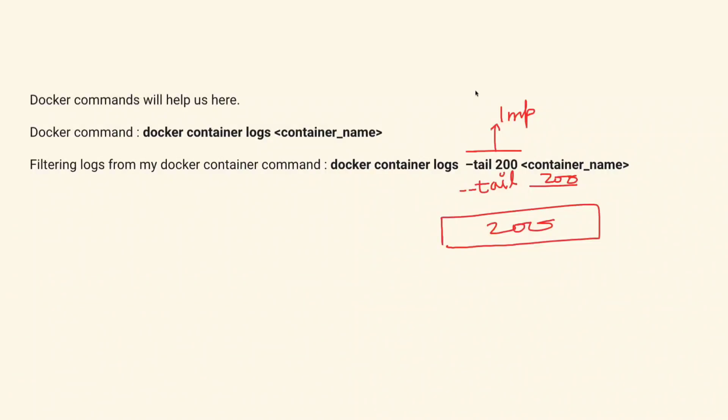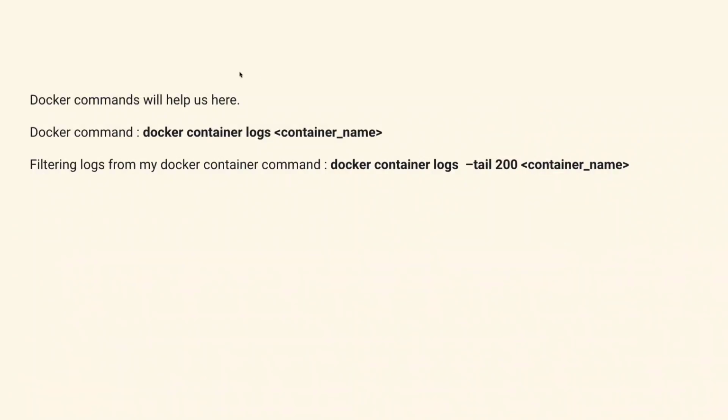So how do you answer this question now? The command that I have used mostly to see the logs of my container is docker container logs and container name. If you wish to see only the last 200 lines or 300 lines or 100 lines, then you can pass an argument called --tail space 200, which will list only the last 200 lines of my container logs. This is how you can answer the question.